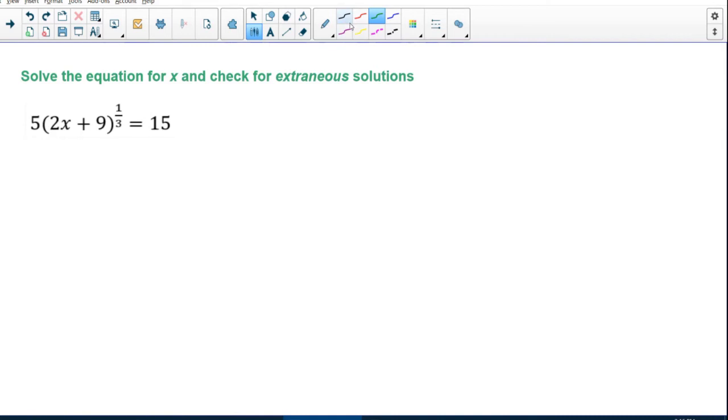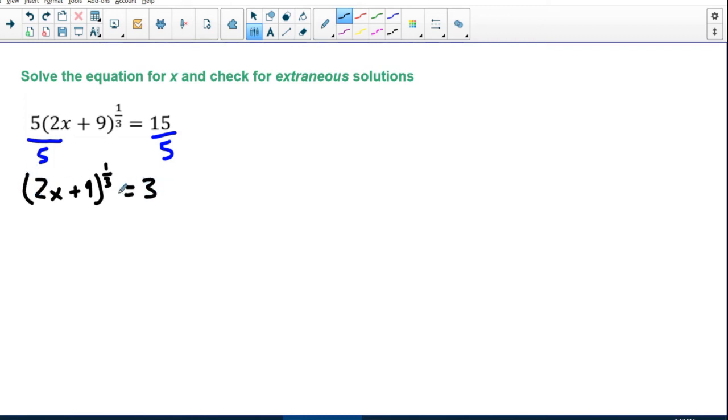Okay, this is another radical equation. Here the radical is 1/3, so this is the cube root, or the 1/3 root. Again, I'm going to start off by doing opposites to cancel things out. First of all, I noticed that it would be easier to just divide out this 5. Divide by 5 before I raise any powers. That's going to give me 2x plus 9 to the 1/3, and then 15 divided by 5 is 3.